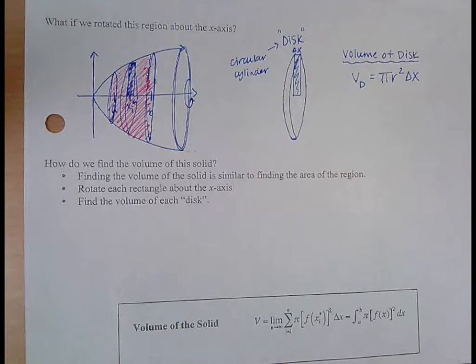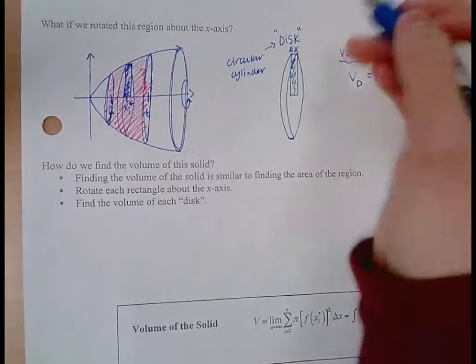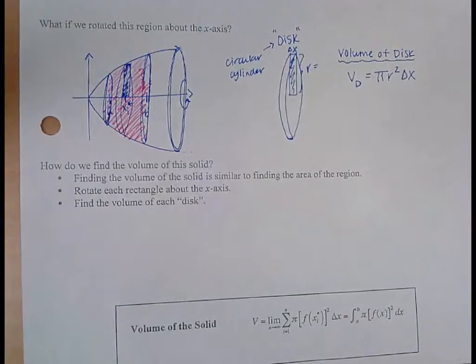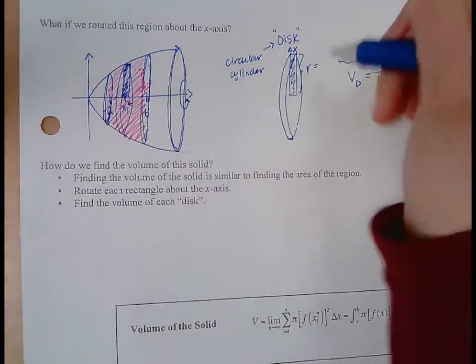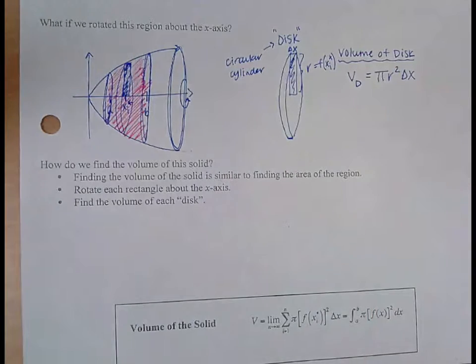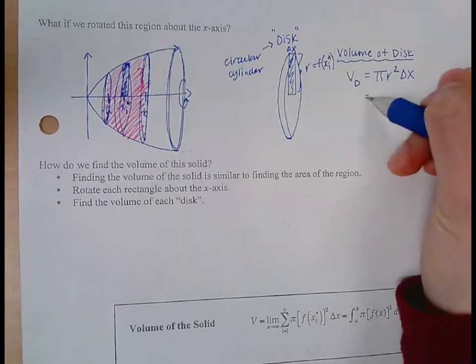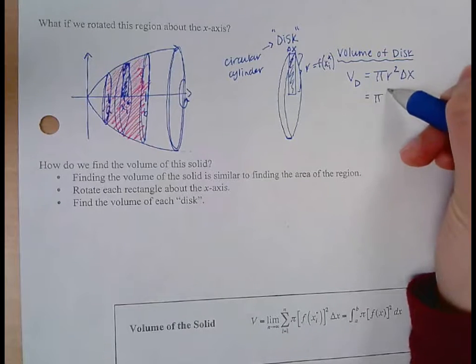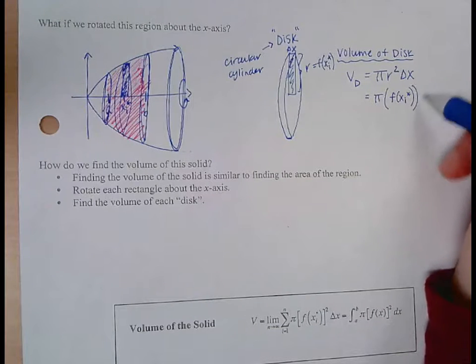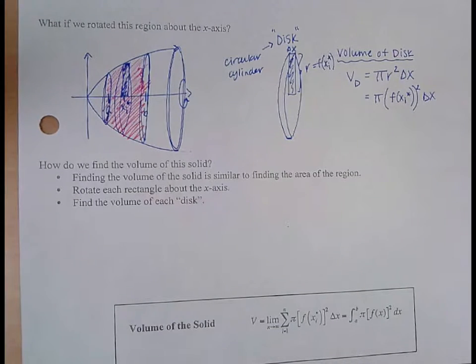What you need to identify is what your radius is with respect to your function. The radius is the height of your rectangle. The height of your rectangle is the function evaluated at whatever x value. So the radius in this case would be f of x sub i star. So the volume of this disc would be pi times f of x sub i star squared, delta x.